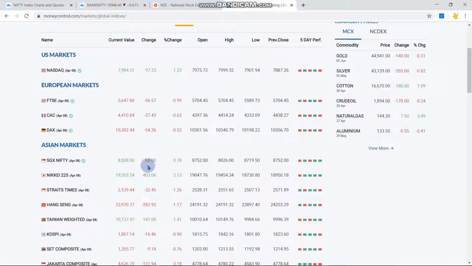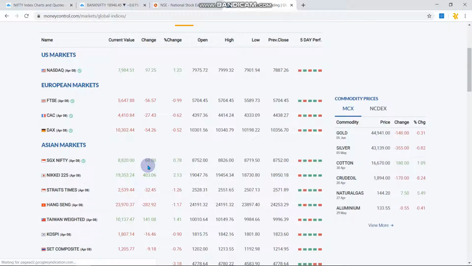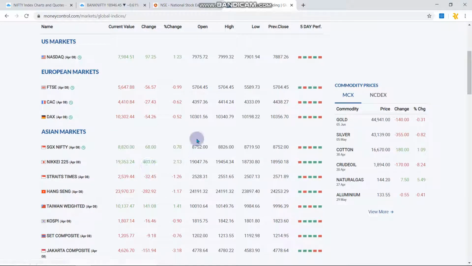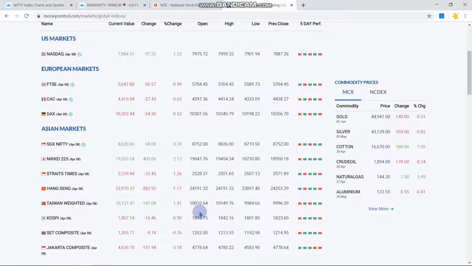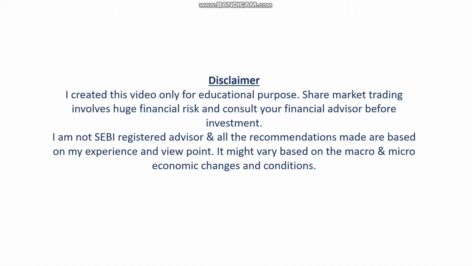Let us see the SGX Nifty chart. SGX Nifty is somewhere flat, so we have to wait till tomorrow's opening, and all the other global indexes are pretty much neutral or somewhere negative. So we have to wait till morning to see how this SGX Nifty is going to be. And let us see the slide.